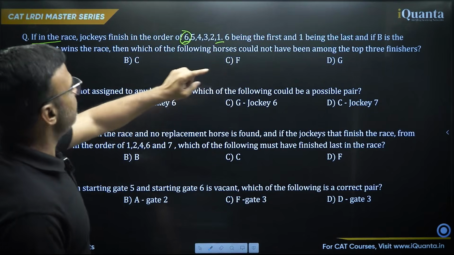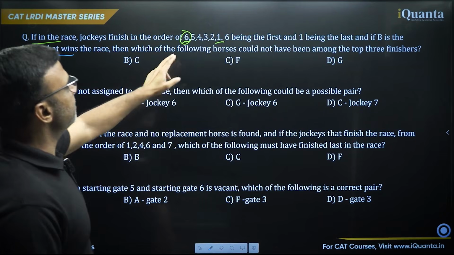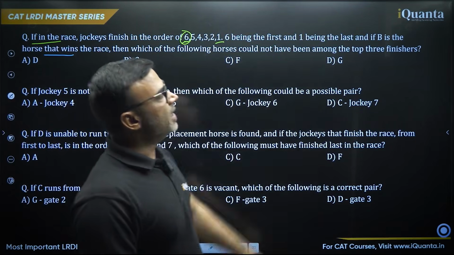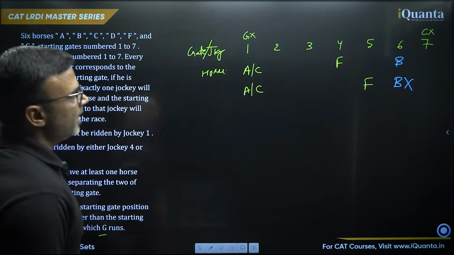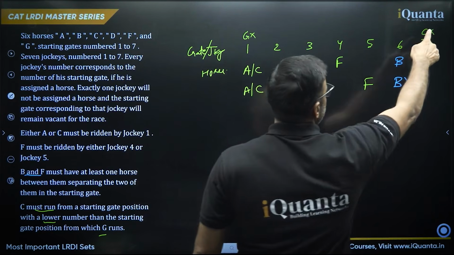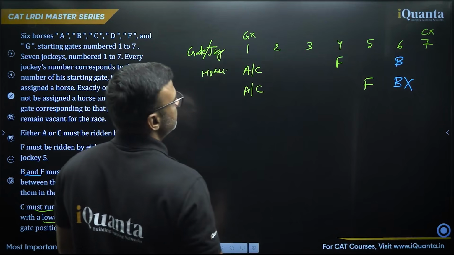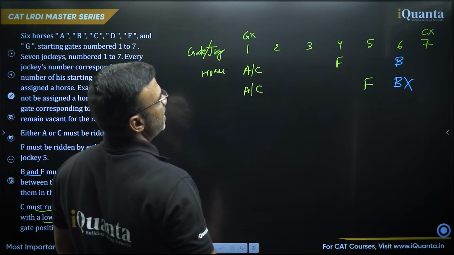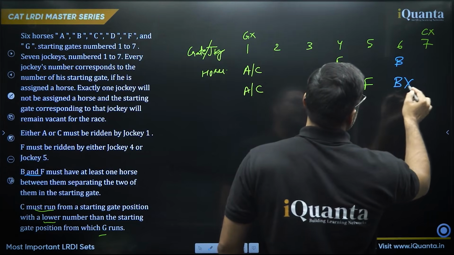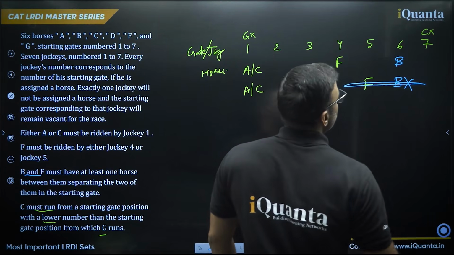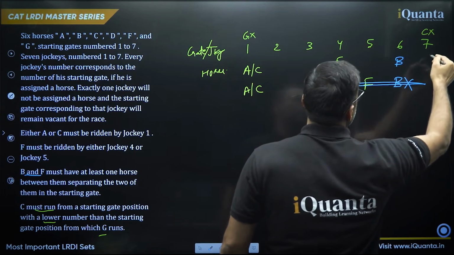And 1 being the last, B is the horse that wins the race. Then which of the following horses could not have been among the top 3? Among the top 3, that is 6, 5, 4. Could not be 6, 5, 4. That's what we have to find. Let's see. We already know very clearly that C cannot be at the 7th position. Also, we already know that this case is invalid, so I'll just remove it.